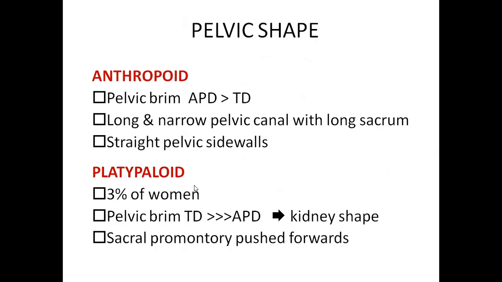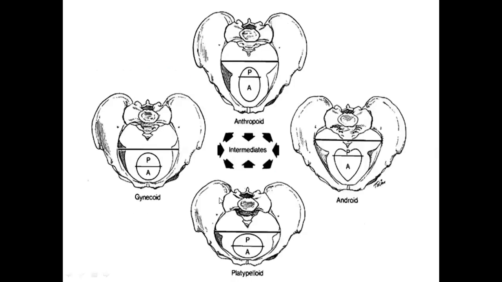Then we have the other types, like anthropoid and platypelloid. In anthropoid, at the pelvic brim you will see the antero-posterior diameter is greater than the transverse diameter, with a long and narrow pelvic canal, long sacrum, and straight pelvic side walls. You can see this is anthropoid. Anthropoid you will see in gorillas, monkeys, apes.